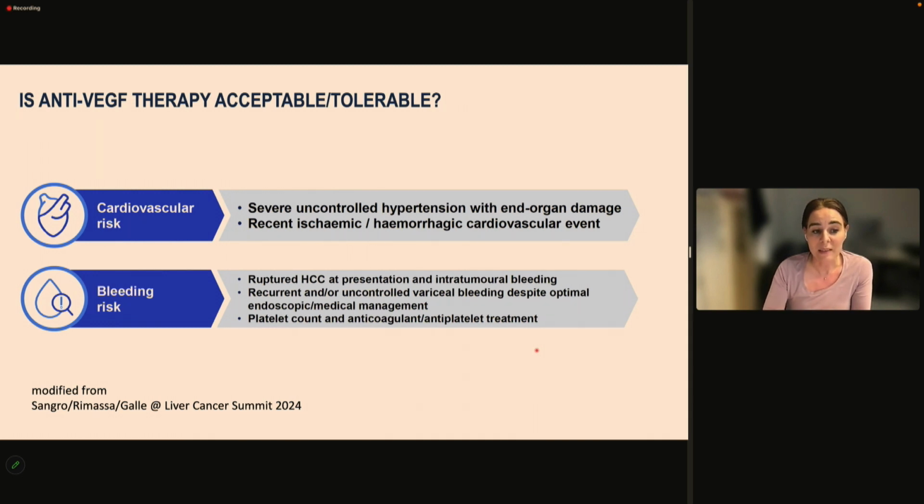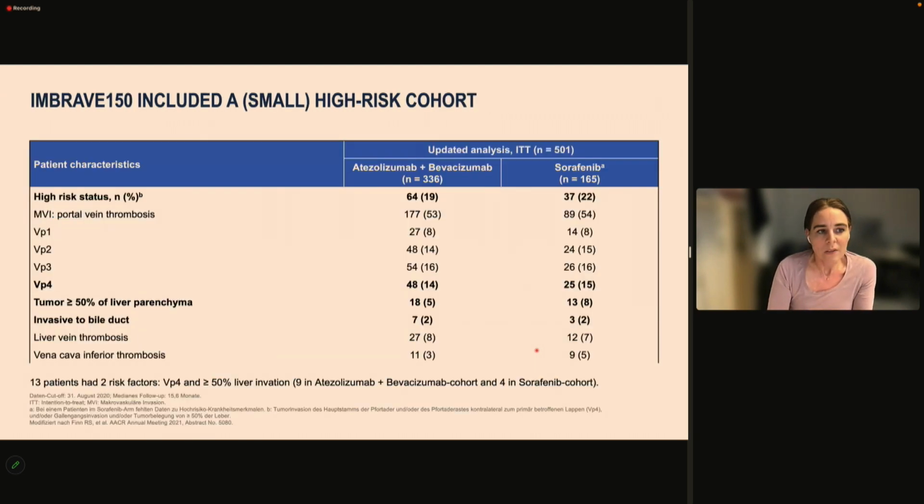First of all, there's the cardiovascular risk factors. So does our patient have severe uncontrolled hypertension with end organ damage? I don't mean just the regular hypertension, but really severe uncontrolled hypertension, or has the patient had any recent ischemic or hemorrhagic cardiovascular events? And in terms of bleeding risk, are there any hints of ruptured HCC, or uncontrolled variceal bleeding in the past? And we may also be a little bit hesitant to give it to someone who is really high on anticoagulation. So I do want to mention that there are always, from phase 3 trials, a lot of patients excluded that are quite relevant for our clinical practice.